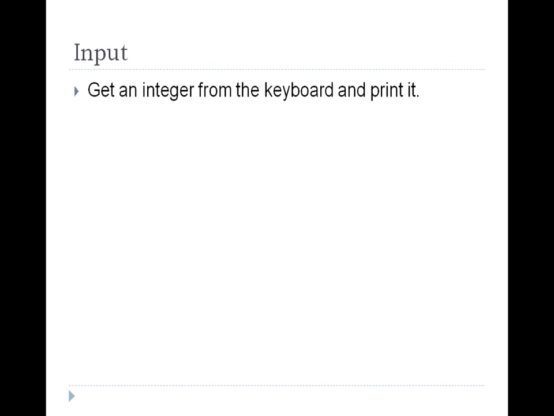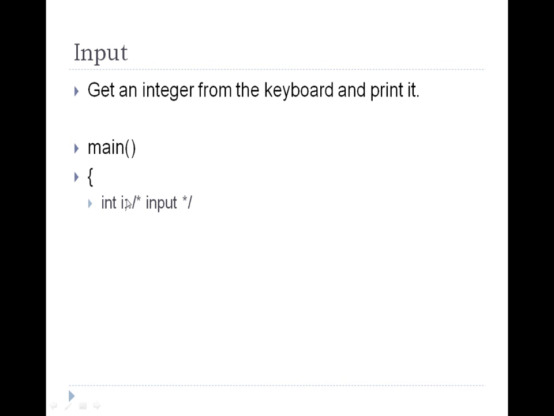Let's take an example of getting an integer from the keyboard and printing it. As we said in the previous videos, every book has a cover, and the C program also has a cover. It starts with main and an opening brace, and then we have to define an integer, int i, and i is a variable which is of type integer.